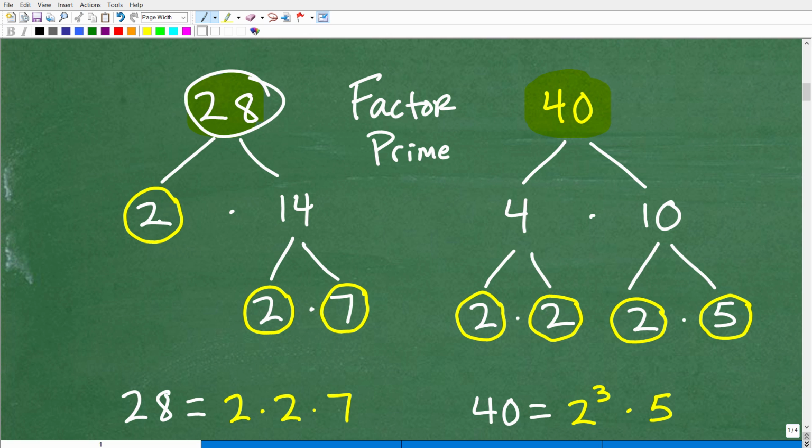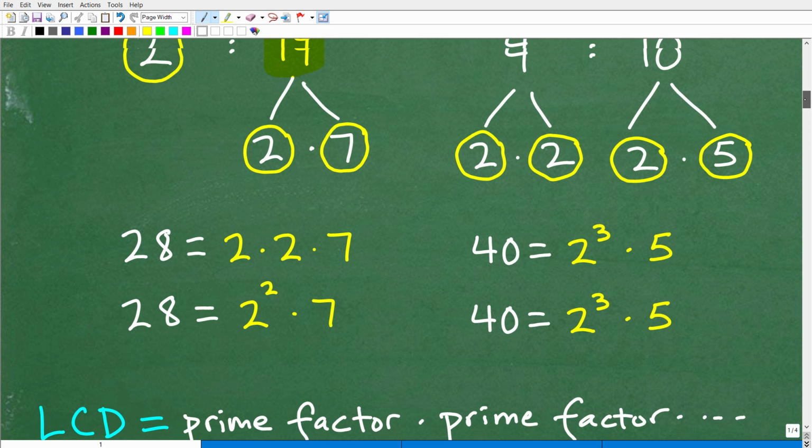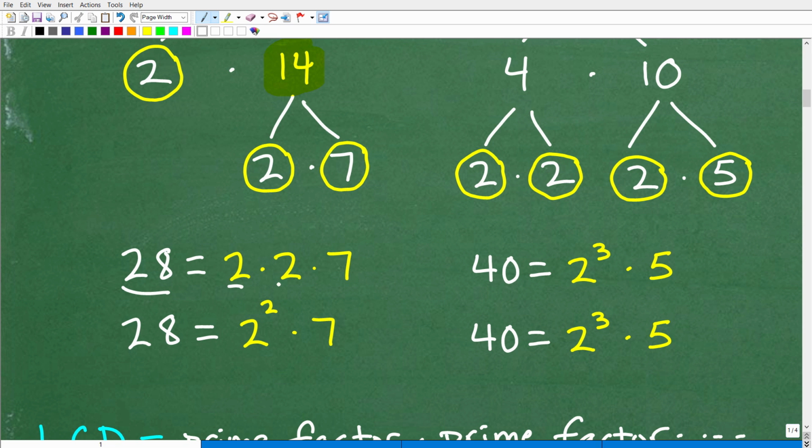Now, if one of these factors is a prime number, so 2 is a prime number, I'm going to circle it. Now I have 14. 14 is not prime, so I can continue to factor it into 2 times 7. Okay, 2 is prime and 7 is prime. So 28 is equal to 2 times 2 times 7. These are the prime factors. You can't factor these numbers anymore. Of course, 1 is always there; 1 is always a factor.